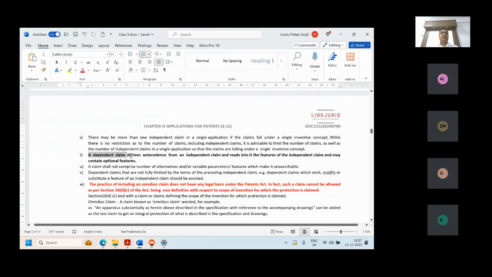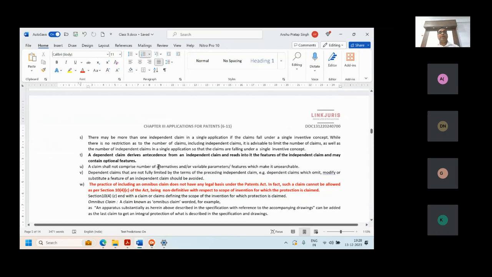Same thing you're talking about: a dependent claim derives antecedents from an independent claim, relates to the features of the independent claim, and may contain optional features. The basic criterion is that the independent claim is the broadest claim. Dependent claims start narrowing the invention. They describe the invention in more detail, bringing in the finer points, and thus narrow the invention which has been claimed earlier.